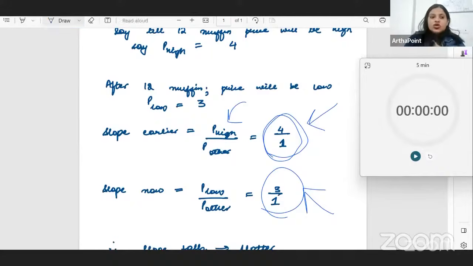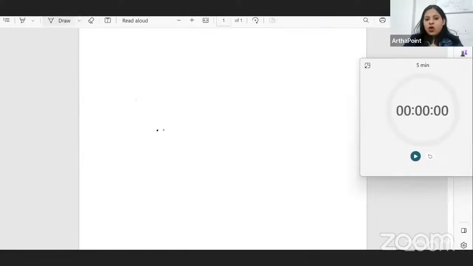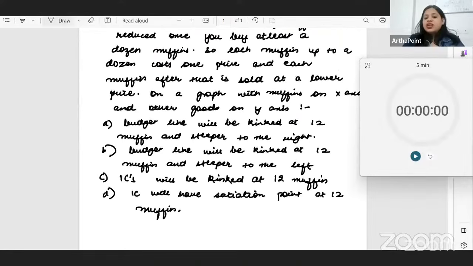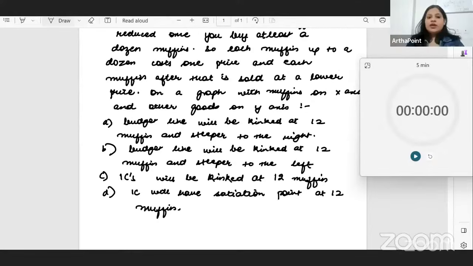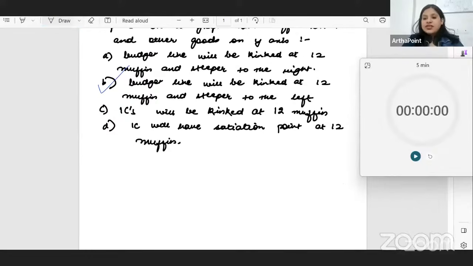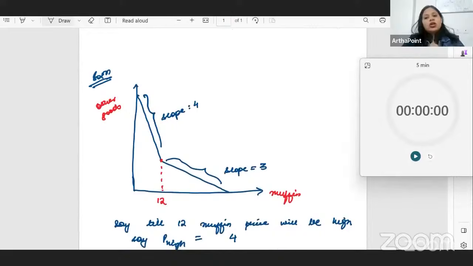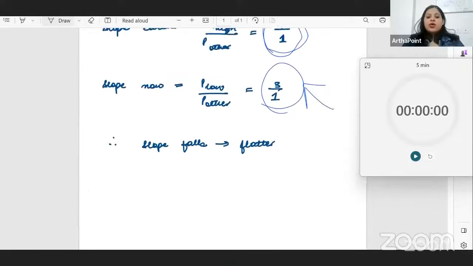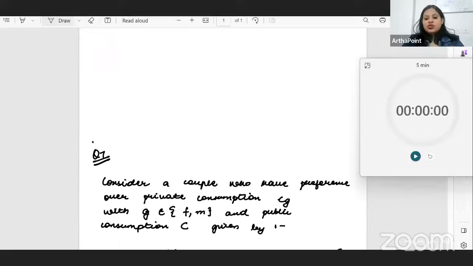Are you getting it? So based on that, if I go back to the options, it says budget line will be kinked at 12, correct? And steeper to the right. No, it will be steeper to the left, because earlier you have a higher slope and then you have a lesser slope. So the answer, as all of you pointed out, is correct. It is going to be B. This was pretty easy. You just have to use the knowledge of budget lines. Okay, let us go to the next question.